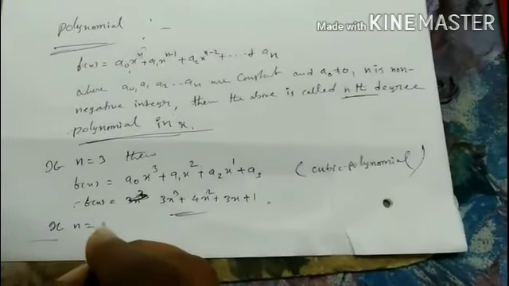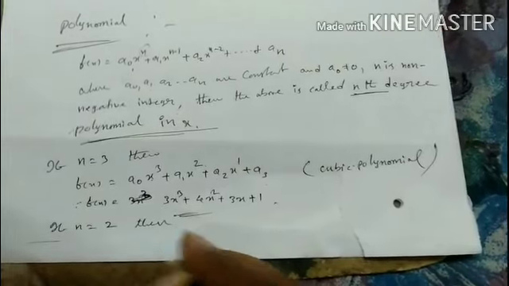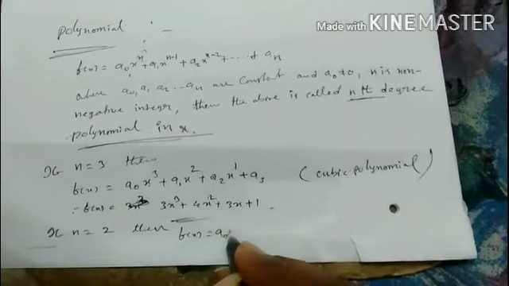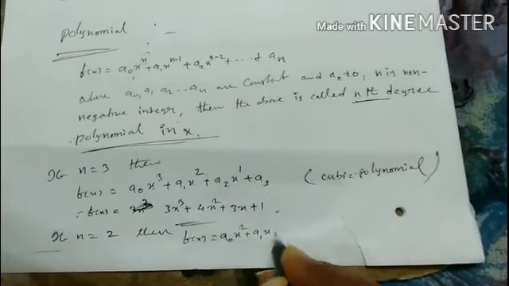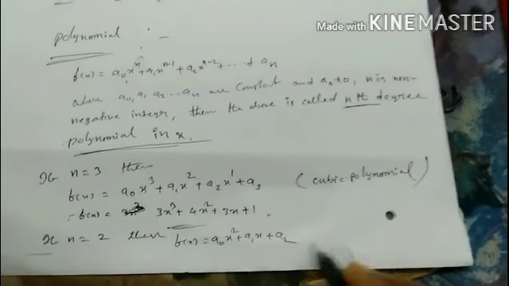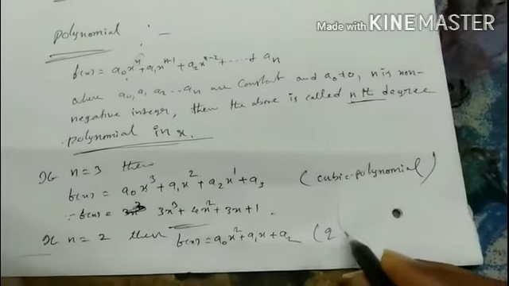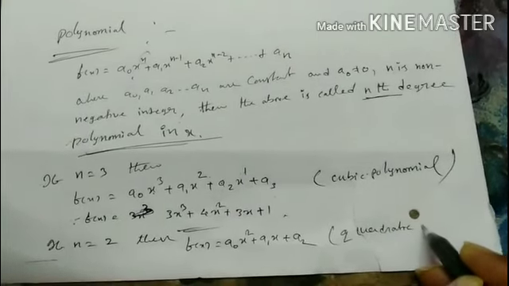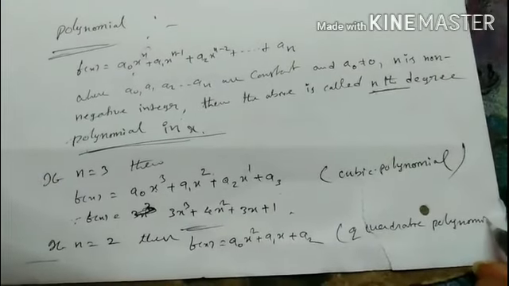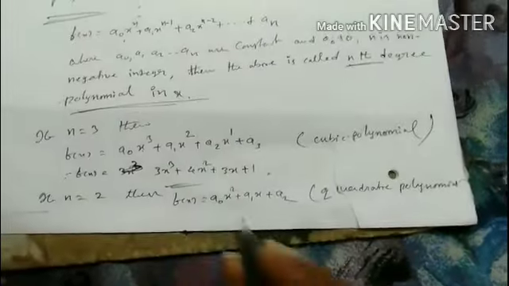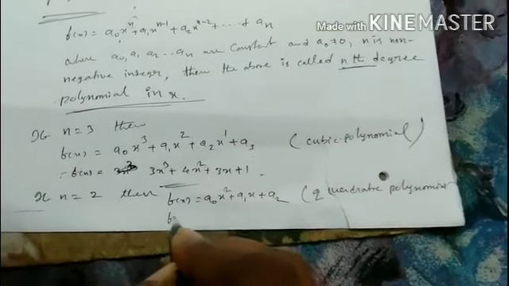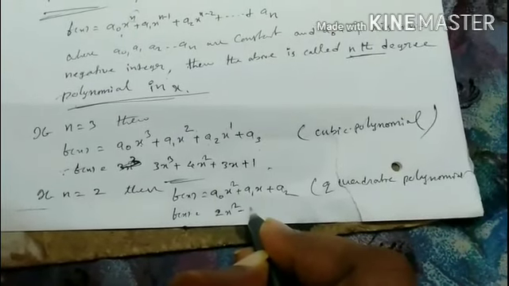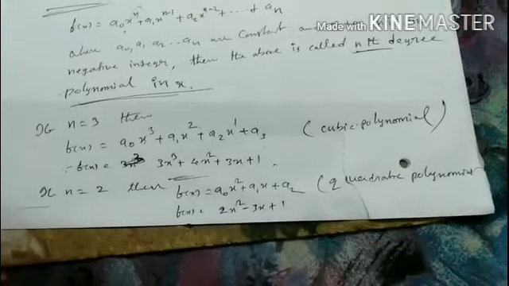Suppose in case n equals 2, then what happens? f of x equals a naught x square plus a1x plus a2. So what do we call this? We call it a quadratic polynomial. What is an example? f of x equals 2x square minus 3x plus 1.